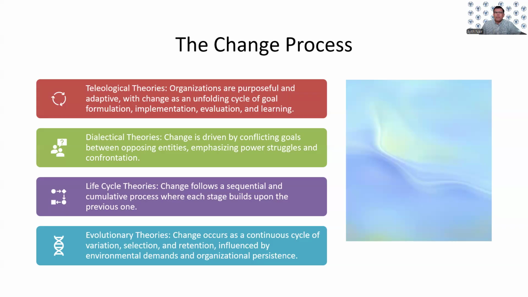Now let's take a look at life cycle theories. The life cycle, the word itself, shows the change as a predictable sequential process which follows the natural stages of development, where each stage builds upon the previous one, ensuring cumulative progression. So many of the companies in healthcare where you need a stable delivery of services, stable products, which act as the agent for life and death, need to follow a life cycle theory or life cycle strategy.